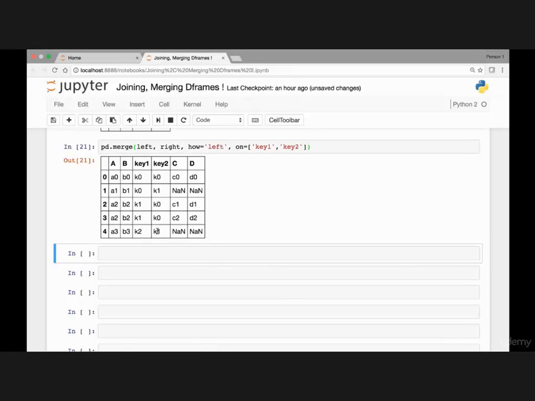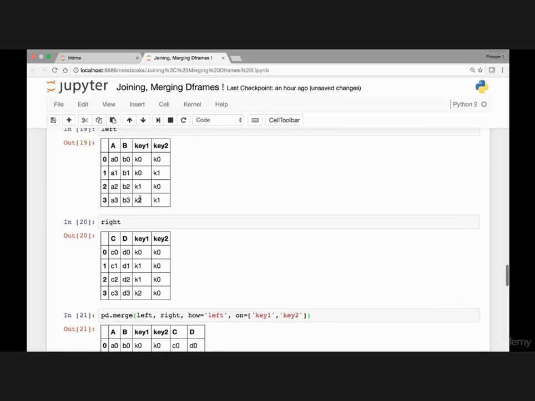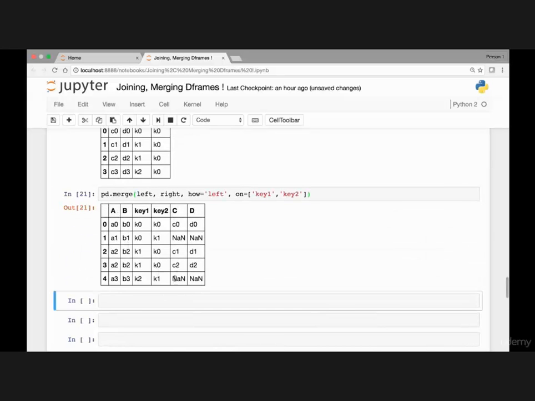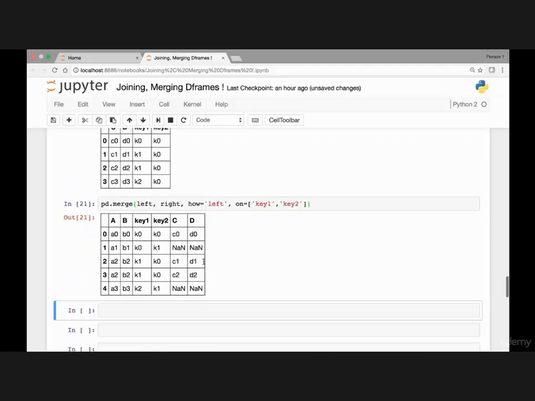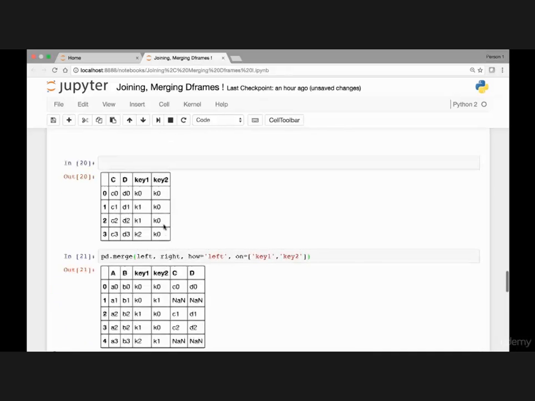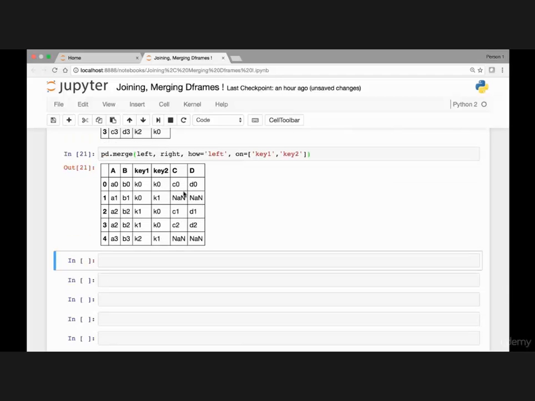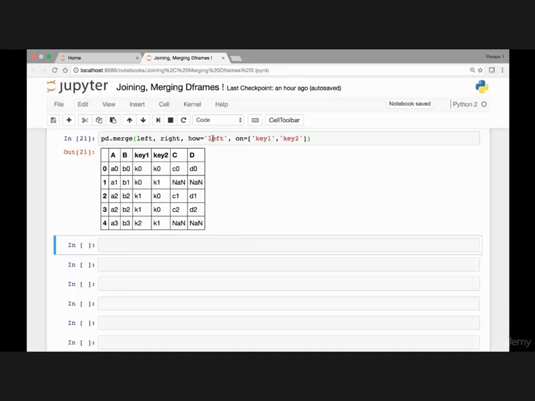So here, we don't have K2 and K1 combo. K2 and K1, we don't have them in the right data frame. So the values for C and D are NaN, no value. Same thing for K0 and K1. We don't have K0 and K1 in the right data frame. So we have no value for C and D. So that's left for the how argument.